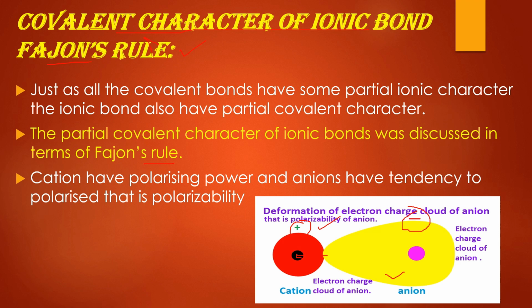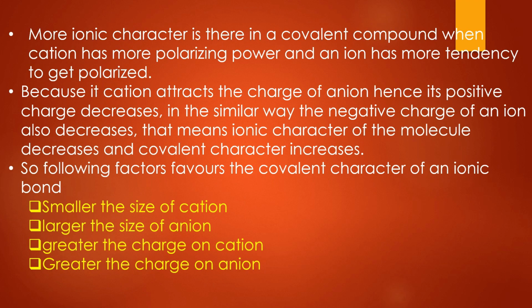So what is this ability of the cation called? Polarizing power, and the anion gets polarized, right? So in this way, the covalent character is introduced in the ionic compound. Now, how much covalent character is there in an ionic bond? It is determined by Fajan's rule. Now, let us start Fajan's rule. Fajan gave 4 points. The first is that the smaller the size of the cation, right, the closer its nucleus will be to the electron cloud of the anion, right.